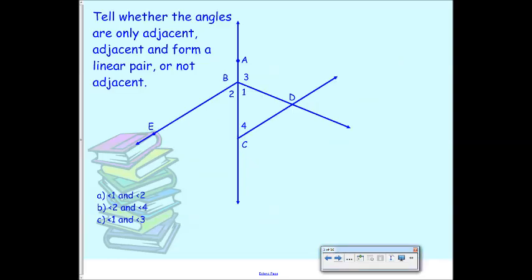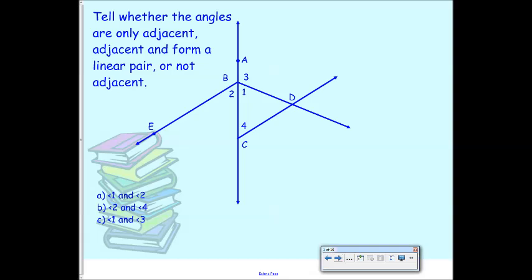Okay, so in this figure, there's a lot going on, but I want to know if they're adjacent and a linear pair, or not adjacent at all. So if they're not adjacent at all, what does that mean? Micah? Yeah, what does that mean? They're not adjacent. They're not next to each other at all.